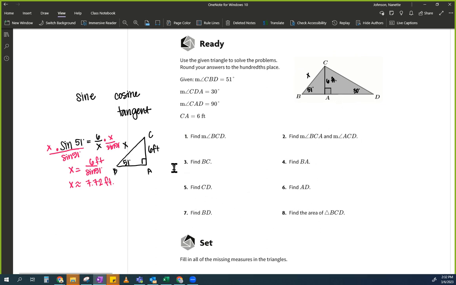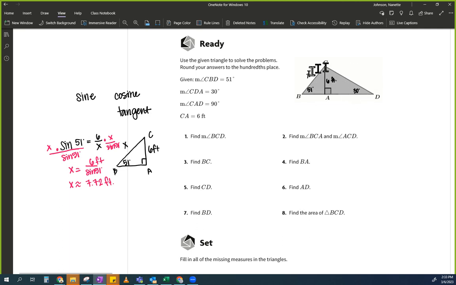So let's see. What did we find? X is 7.72. And because I want to use that, I'm just going to write it over here in case we do need it. I don't know if we're going to need it, but it's just good to know. So this is asking us for AD, this length here.